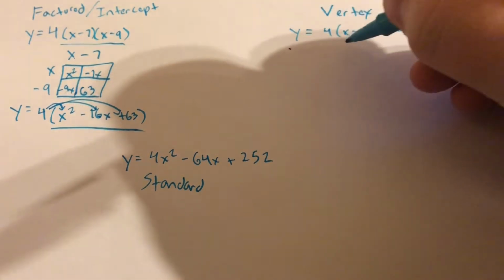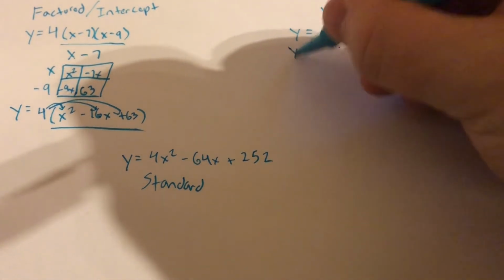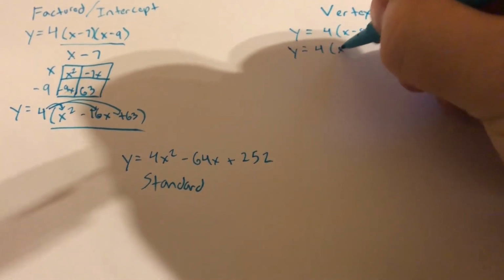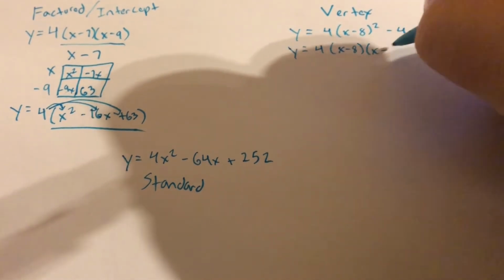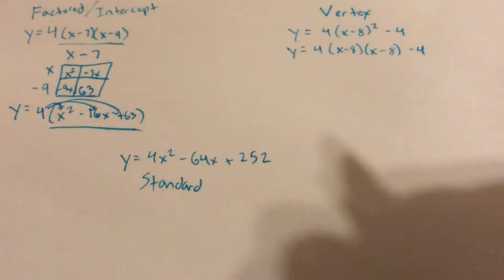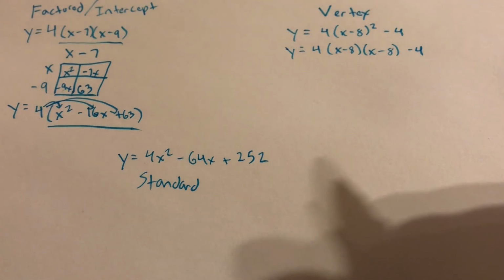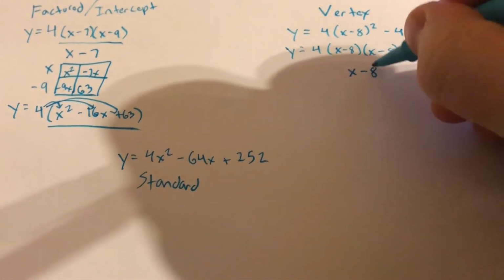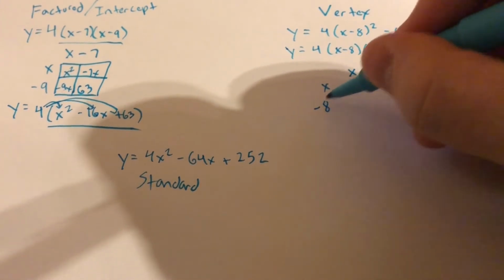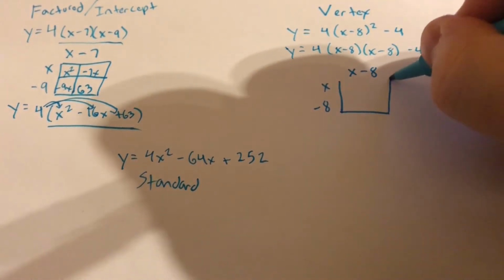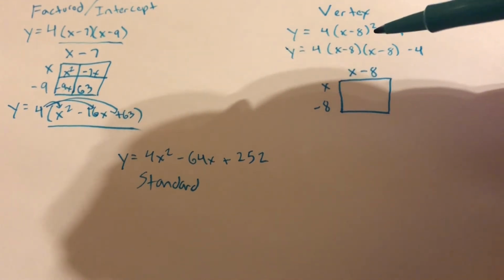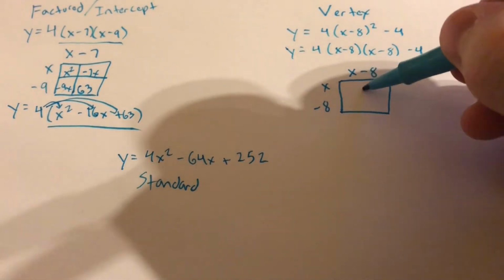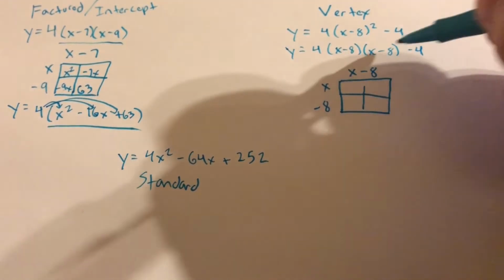So first I'm going to multiply the x minus 8. This is really y equals 4 times x minus 8 times x minus 8, minus 4. It's really important we do order of operations here, and we're going to multiply the x minus 8s. I don't recommend distributing the 4 first. You can, but you're liable to make mistakes by distributing to too many of these terms.